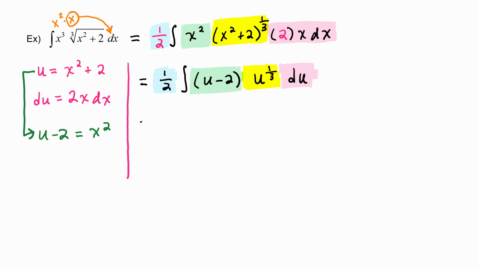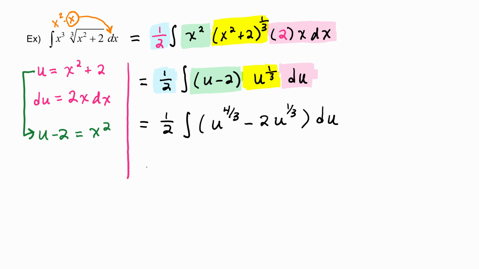Let's simplify. We have that 1/2 out front, integral. We can't integrate when we have a quantity times a quantity inside the integral. We have to distribute that u to the 1/3, and we would get u to the 4/3 minus 2u to the 1/3 du.